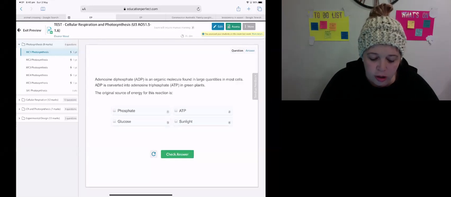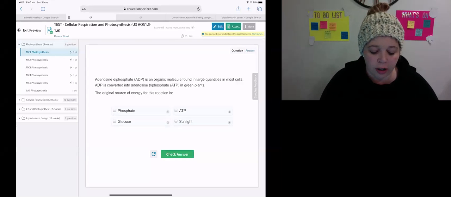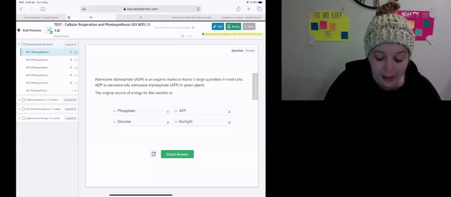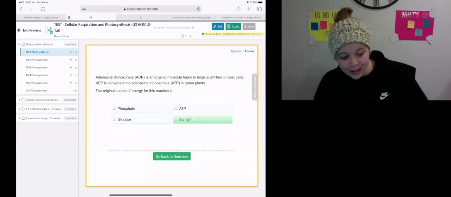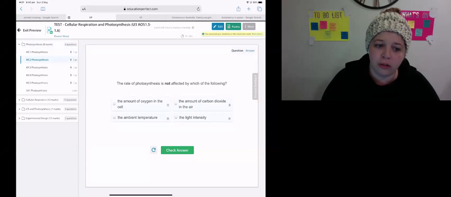So the first question is in photosynthesis. ADP is an organic molecule found in large quantities in most cells. It's converted into ATP in green plants. The original source of energy for plants is going to be sunlight. The rate of photosynthesis is not affected by which of the following?